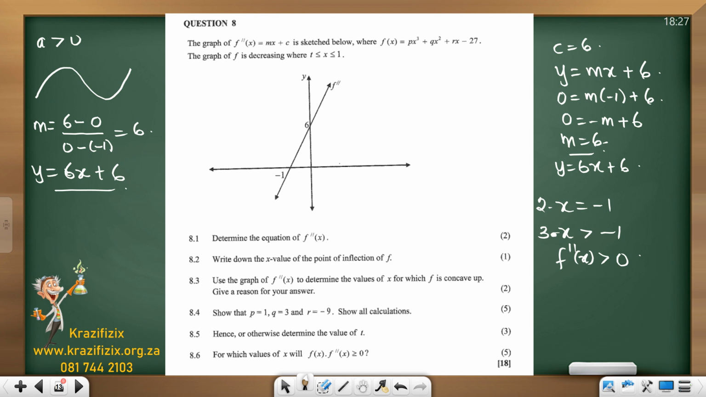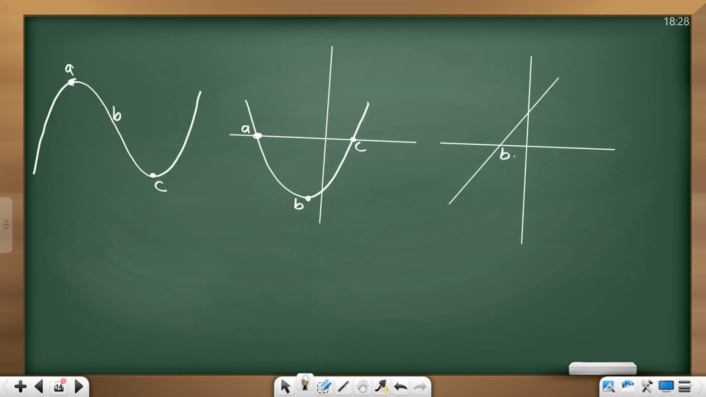Were you able to do this one? In this question, I'm actually interested in 8.4. This is you going back to what? f of x from f prime prime of x. It follows the same principle when they give you f of x, f prime of x. Okay, guys, let's walk through together. What's our f of x? We have f of x there, right? px squared, px cubed, qx squared, rx minus 27.